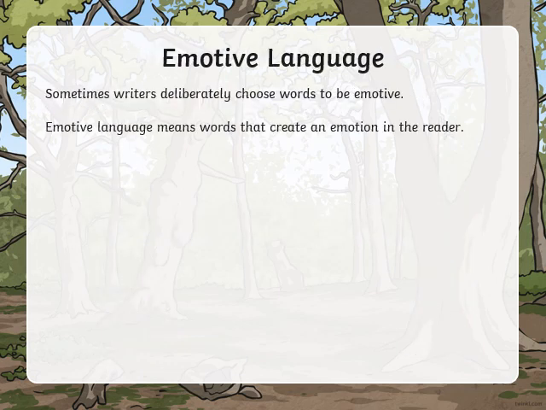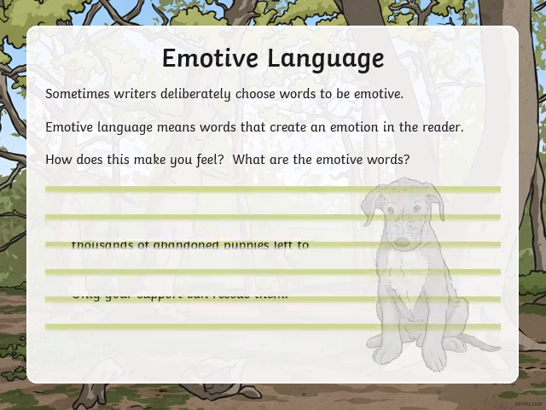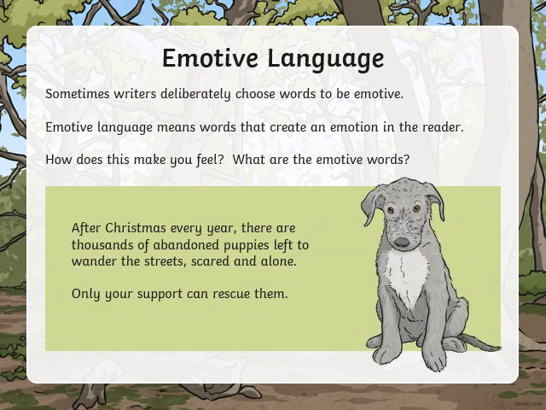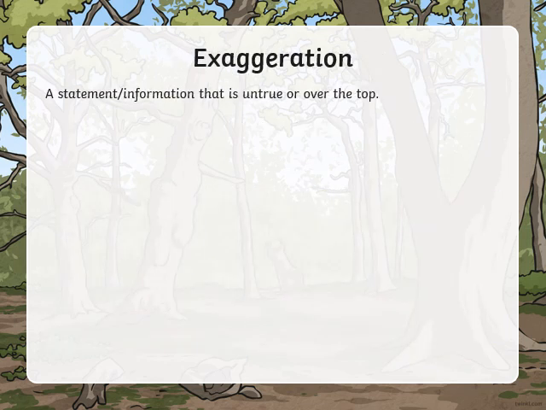Emotive language, as we said before, is words that create an emotion in the reader. For example, here, after Christmas every year, there are thousands of abandoned puppies left to wander the streets scared and alone. Only your support can rescue them. We have emotive language like abandoned, left to wander, scared and alone, and we have the words support and rescue. This is the purpose of your writing.